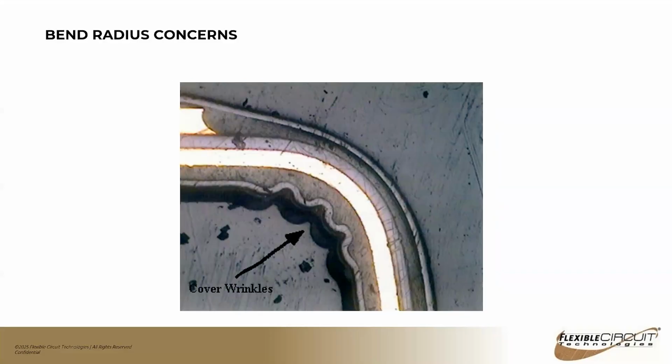Again, the coverlay wrinkles on the inside of this bend radius are a really good process indicator that you're violating the bend ratio that your circuit should be able to achieve. Buckling doesn't necessarily mean a failure, but it does mean that you are compromising that material. And for this circuit, if this was in a dynamically bending application, that buckling could, after so many bends, delaminate and propagate throughout the circuit.